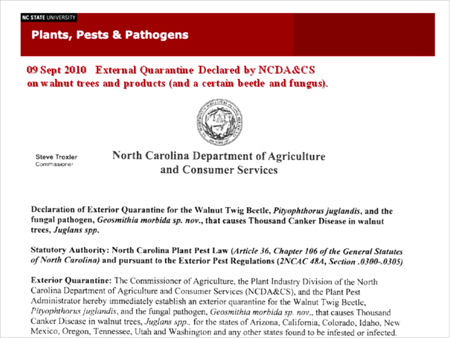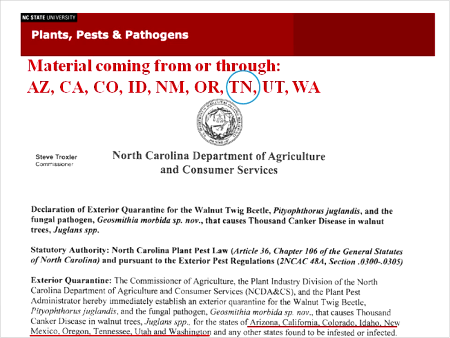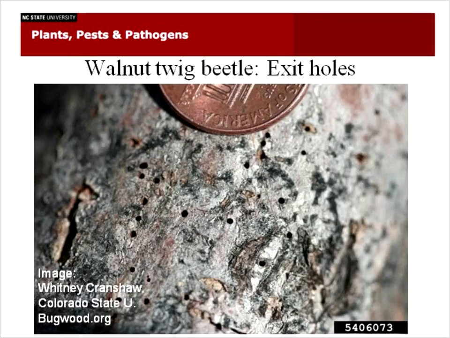If you look in the print at the bottom of what you can see on the screen, the quarantine concerns products from or moving through these states. Mostly, you'll notice, are out in the west, but there's Tennessee. And the reason for that we'll get to in a second.